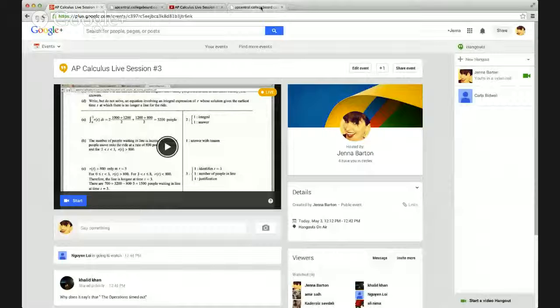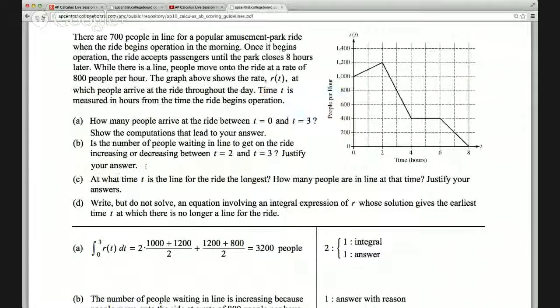Okay, so go ahead to part D. Write, but do not solve, an equation involving an integral expression of R whose solution gives the earliest time t at which there is no longer a line for the ride.